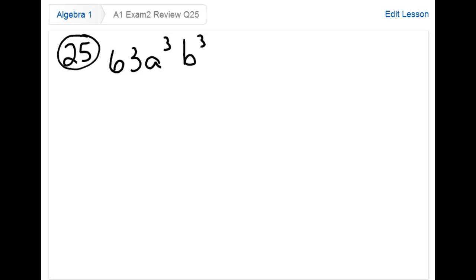Question 25. Factor the monomial completely. 63 a to the third power b to the third power. So first we have to do a factor tree for 63.